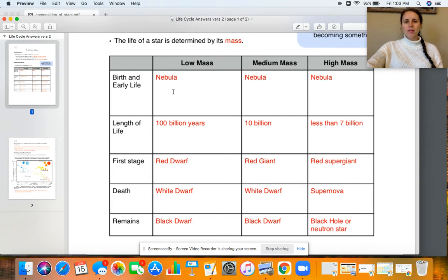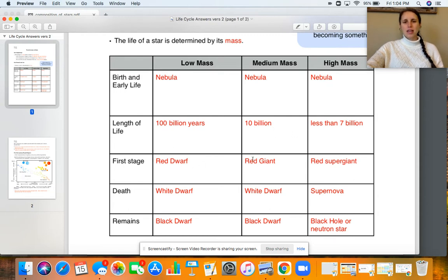You can see that all of these stars actually start as nebulas. So no matter if you're big or small, all stars started as nebulas, which is that dust gas cloud there. What's going to vary is the length. So you can see that a small star can live for about 100 billion years, whereas a large star only lives for about 7 billion years. So large stars are giving off way more energy. That means they have a much shorter lifespan. So large stars have the shortest lifespan. Small stars have the longest lifespan, and medium stars are right in the middle here.